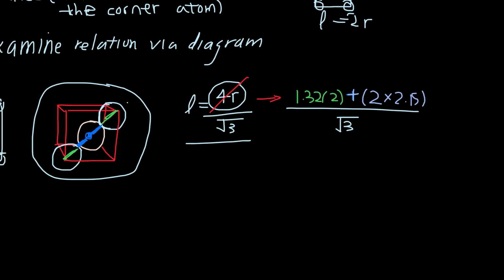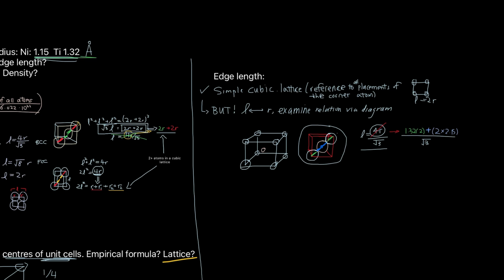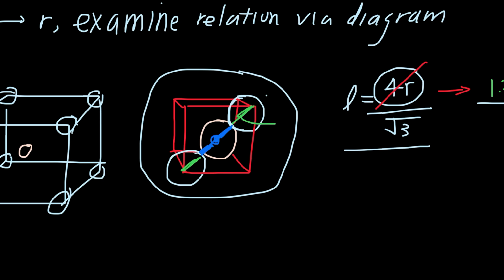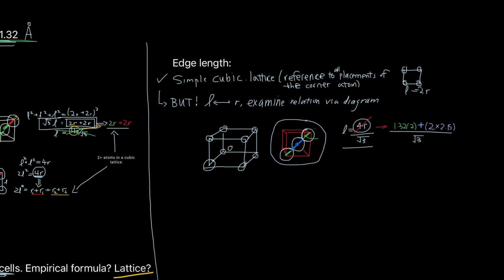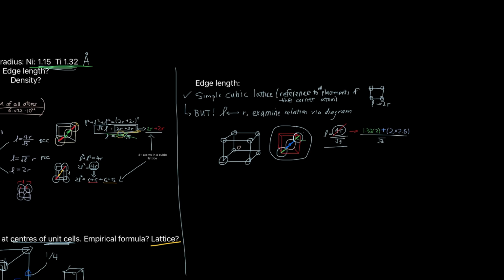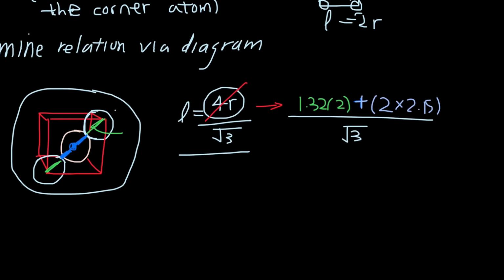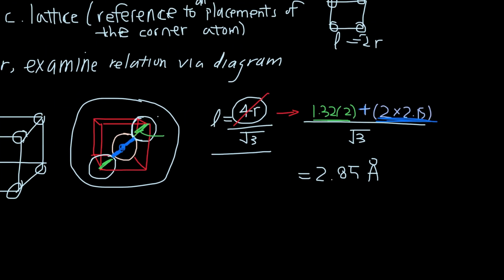R's, the radiuses that we actually have, which in our problem here, we have 1.15 for nickel, so that's green. And then we have 1.32 as well. So to account for that, 2 of that, and then there's 1 radius and 2 radius. That's how we got that. And then our solution for edge length should be 2.85 in this unit, which is equal to 10 to the negative 10 meters.